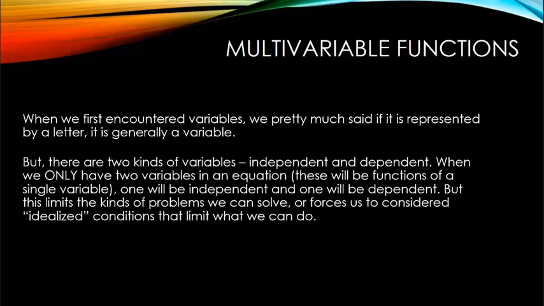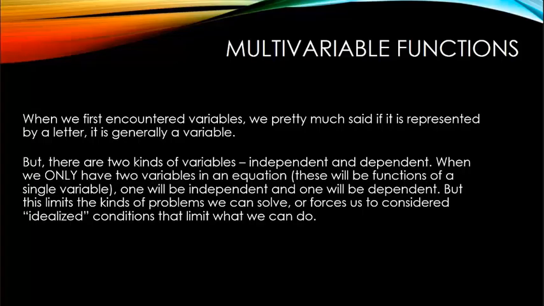But there are two kinds of variables that might appear in a function. One is the independent variable and one is the dependent variable. We can change the independent variable and there will be a resulting change in the dependent variable. Typically, we have confined ourselves to equations and functions that have a single independent variable and a single dependent variable. These are actually functions of a single variable because when I talk about these multiple variables, I'm really talking about how many independent variables I have.